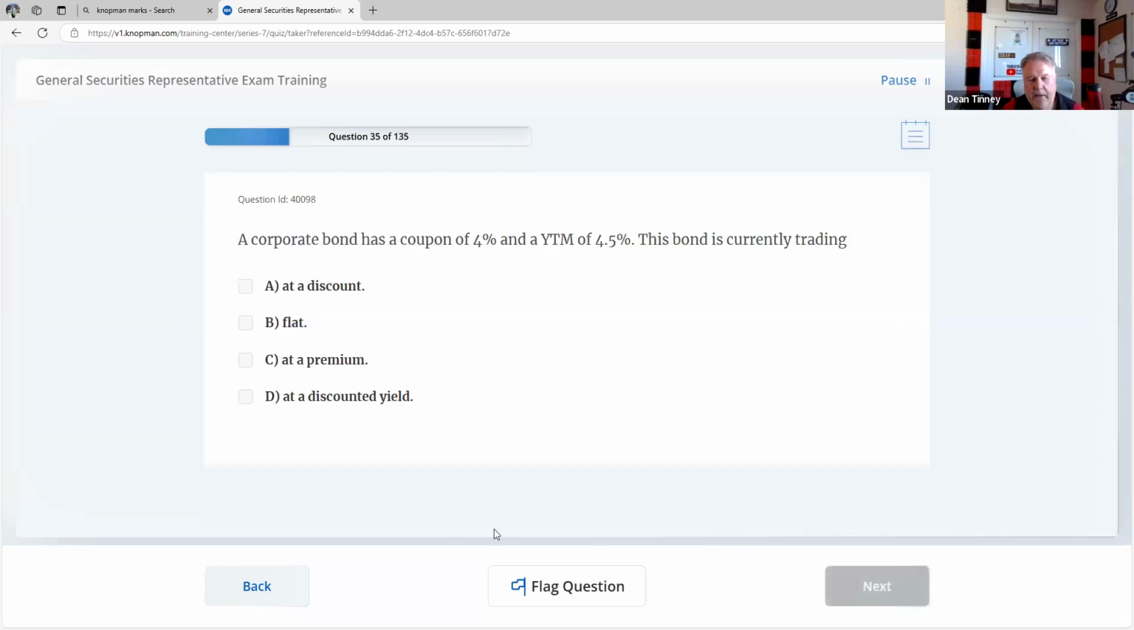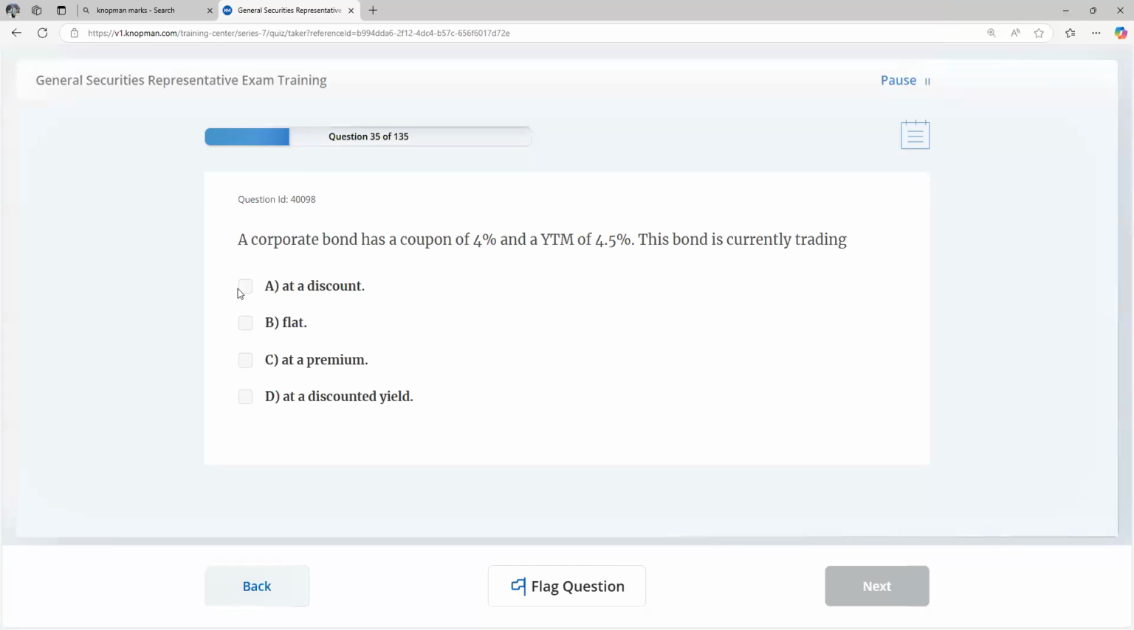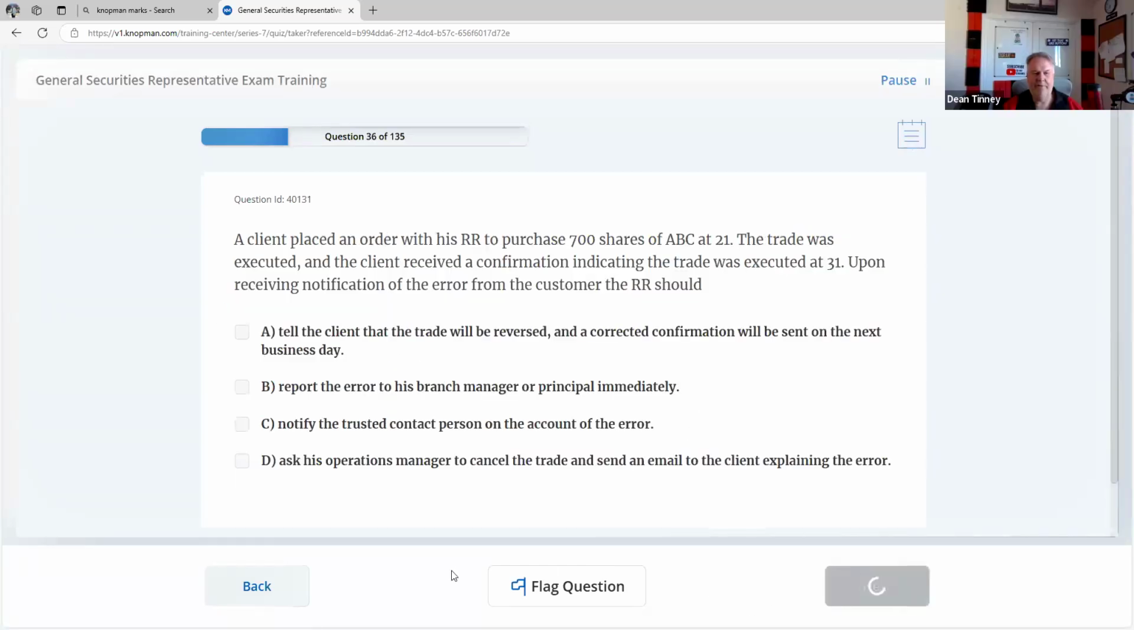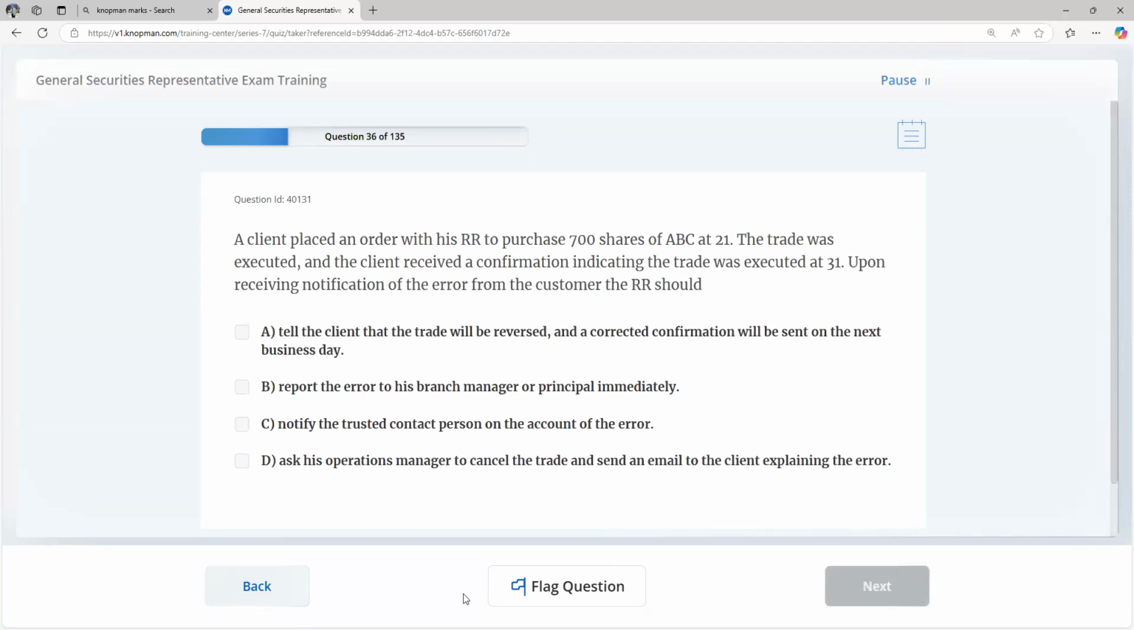But a corporate bond with a coupon of 4 and a yield to maturity at 4.5 is currently trading at, I know you're going to get this one. A discount. Right on, teeter-totter seesaw. A client placed an order with his RR to purchase 700 shares of ABC at 21. The trade was executed, and the client received a confirmation that the trade was executed at 31. Upon receiving notification of the error, the RR should, B, report the error to his branch manager, right, principal. Right on.